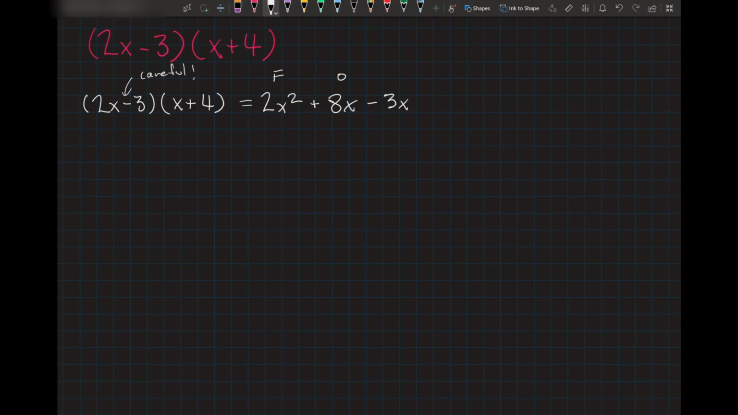Note how I didn't write plus negative 3 times x in this case. We're skipping that because it wastes time to write that down. Finally, we need to do our lasts, so that's going to be negative 3 again, be careful, times 4. So negative 3 times 4 is going to be negative 12.